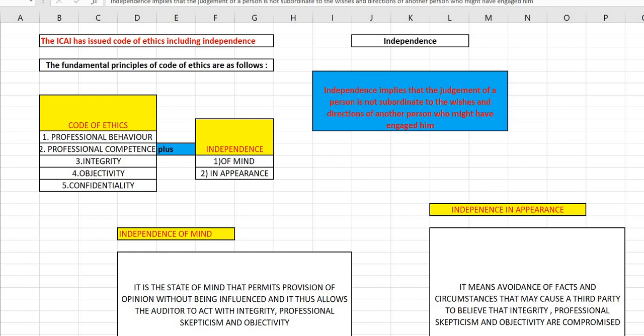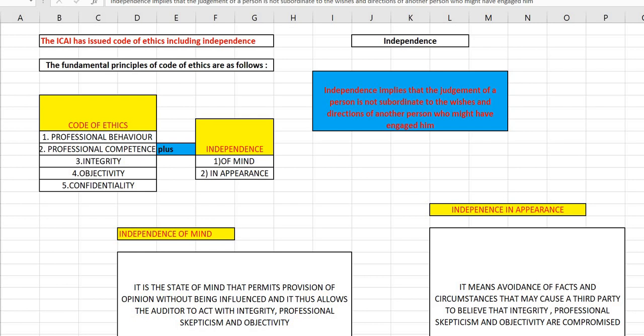Today, we're going to continue our discussion on SA 200. In the last video, we discussed the overview of SA 200, the overall objectives of the independent auditor, and the conduct of an audit in accordance with standards on auditing. We had already discussed that the SA is divided into two parts: the first being the overall objective of the audit, and the second being the requirements as per SA 200.